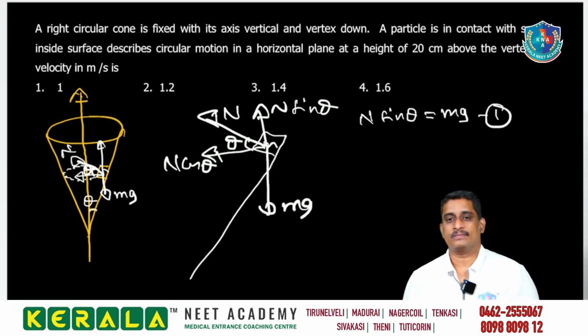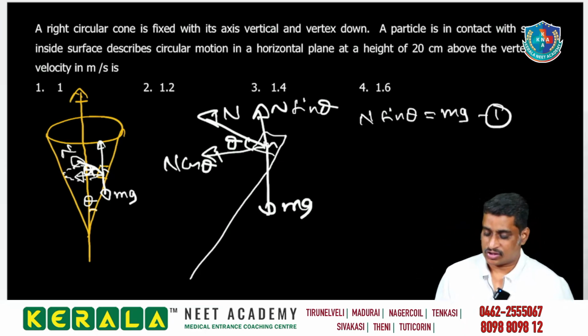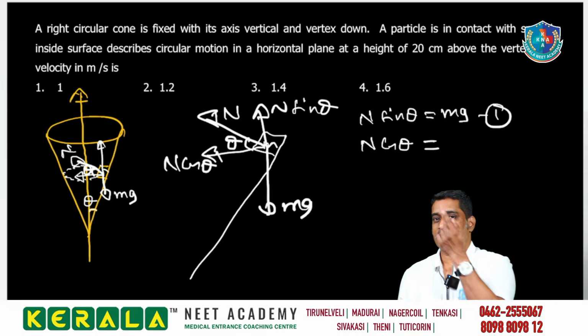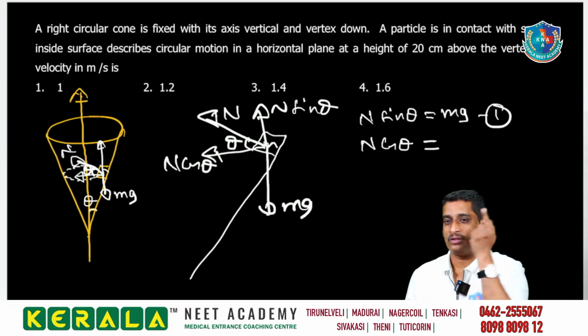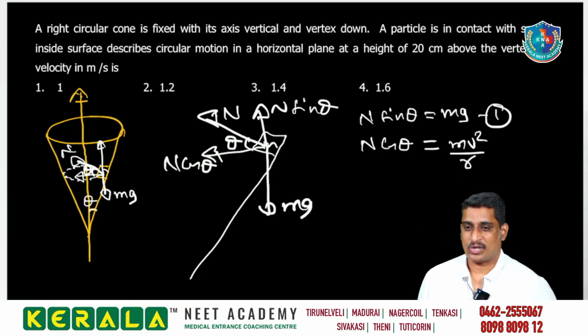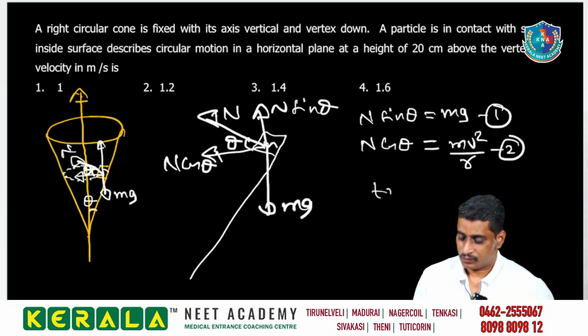In this example, n sin theta and mg will balance with each other. So that is the first equation. And the unbalanced force acting over the block in this case will be n cos theta. That will provide the necessary centripetal force to that block to move along the circular path. So n cos theta will be equal to mv square by r. This is the second equation. Now let us solve these two equations. So tan theta will be equal to gr by v square.